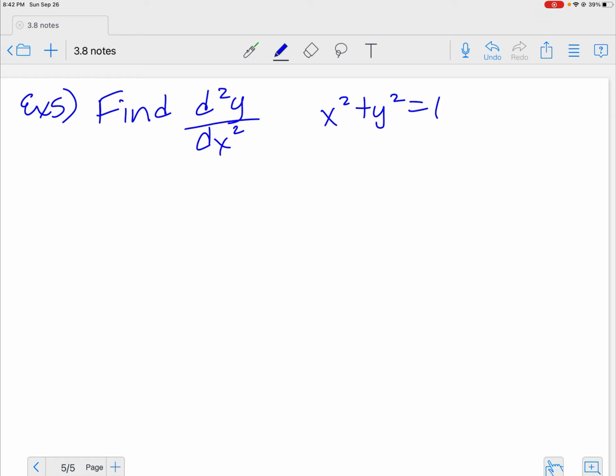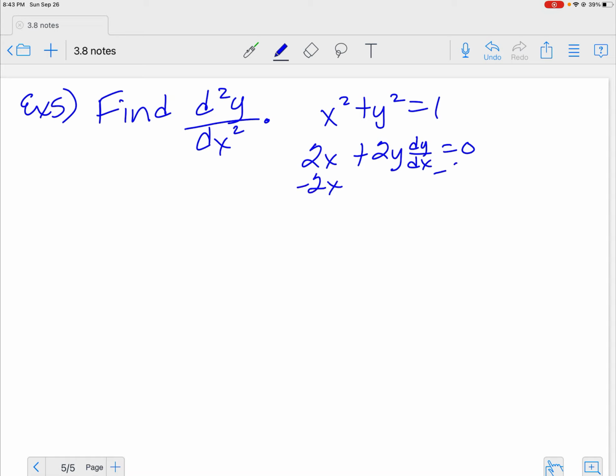All right? Okay. Look familiar? It should. We just did that in example 1. So let's do it again for just good measure. To get a second derivative, you've got to find your first derivative. So let's do it. 2x plus 2y. And remember, when you take the derivative of y, tack a dy dx on there.